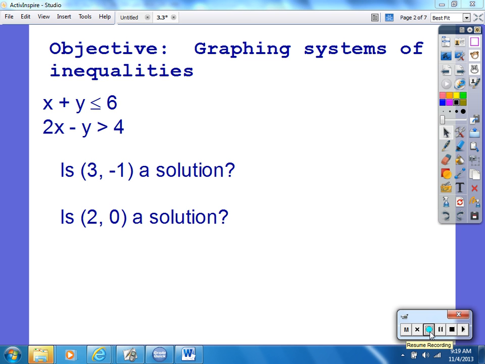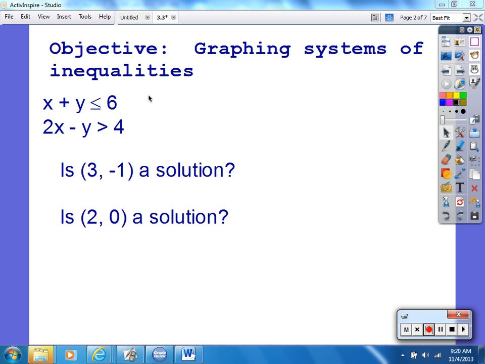We're going to work on graphing systems of inequalities. But before we do that, we actually need to figure out if a certain point is a solution to the system of inequalities to begin with. Raise your hand and tell me, what would I need to do with that (3, -1) in order to figure out this answer? Plug it into how many equations, Kathy? With both equations. So I'm going to go ahead and do that.